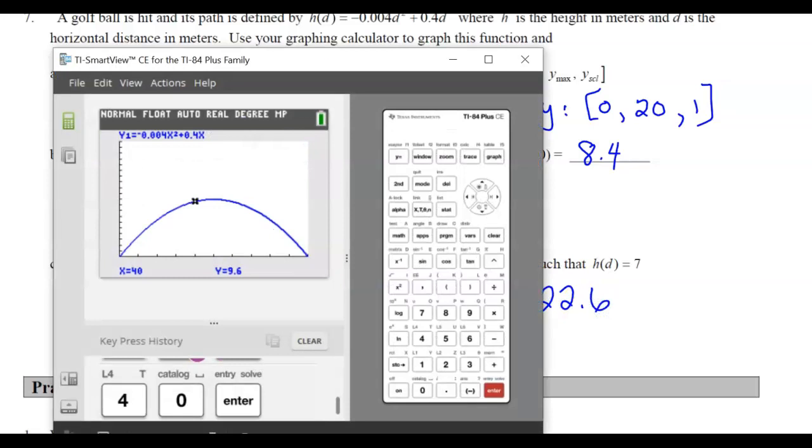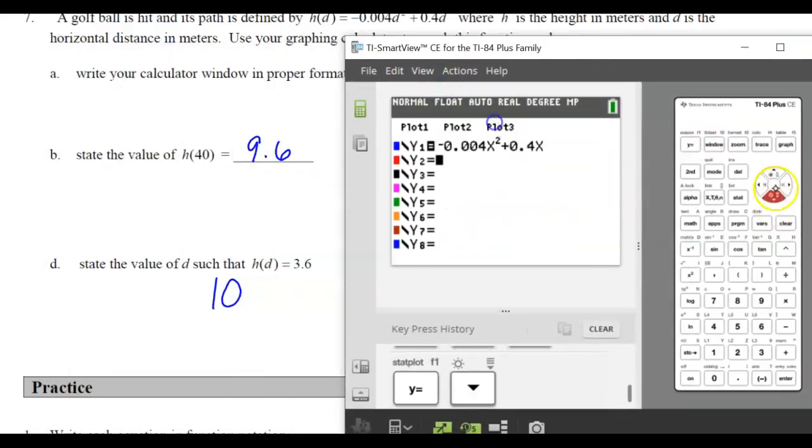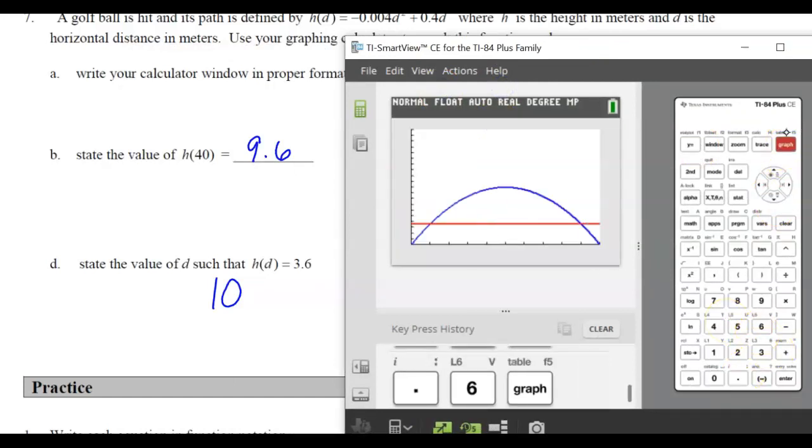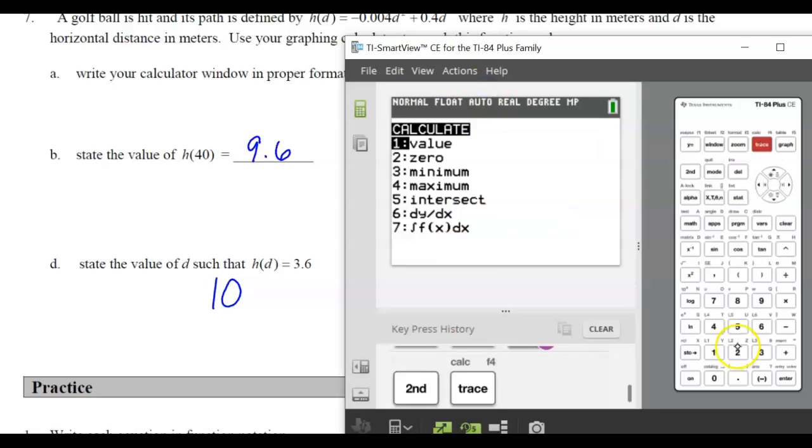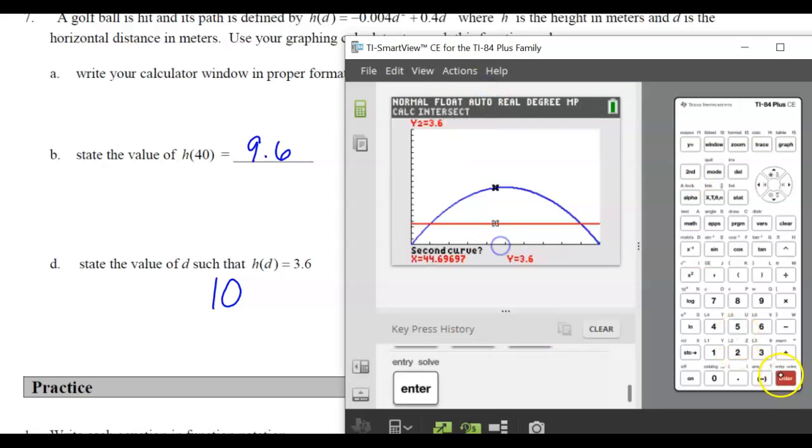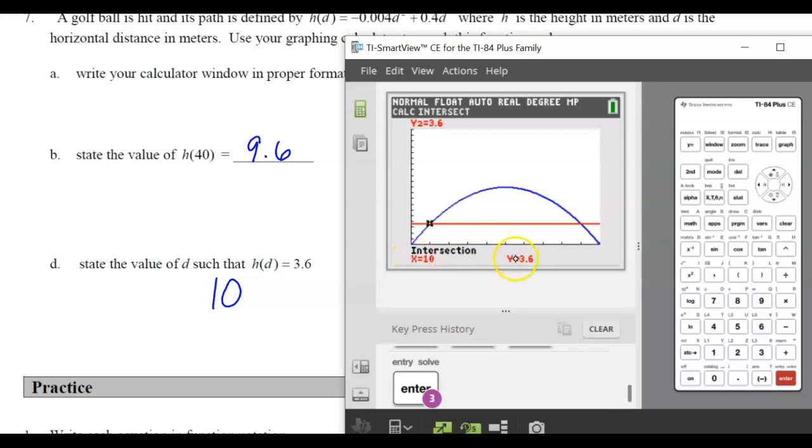Okay, in my TI, I go to y equals, I'm going to have to go down and put y2 equals 3.6, graph it, and notice here, this is where you can see something, is that there's two values that have a y value of 3.6. So the TIs kind of prompt you a little bit better for that. And so here I'm going to have to go second trace and intersect, and then first curve enter, second curve enter, third curve enter, and it's 10. Gives me 3.6.